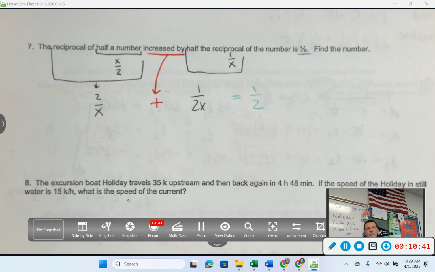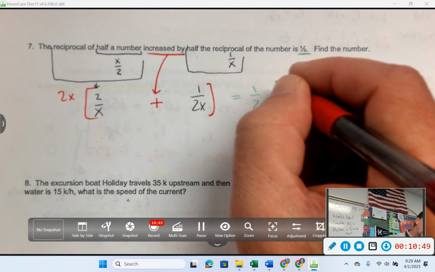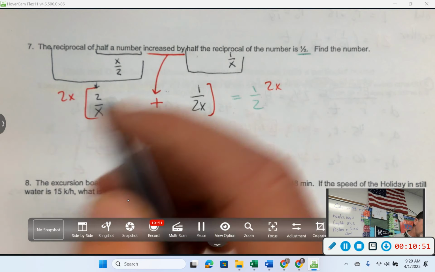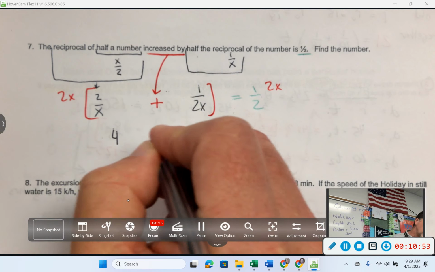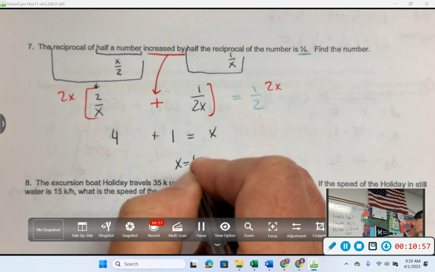And now it's actually really easy, because what should I multiply through by to make that stuff go away? 2x. So 4 plus 1 equals x. If only they were all that easy.